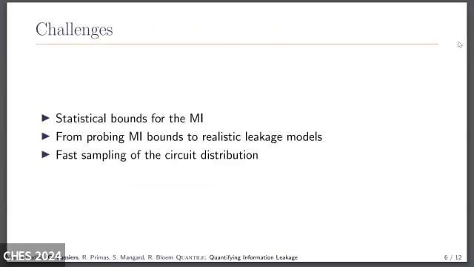So the challenges for the paper were, first, to build this statistical bound for the mutual information. The second one is going from this bound on the mutual information to knowing what it means for practical security. For the standard t-probing model with information equal to 0, we have a lot of experience. Now, what does it mean if we change the model a bit? Hopefully, we can keep the existing reductions and knowledge on the link between t-probing security and practical security. And the last one is an engineering challenge: how do we get a fast simulation and sampling of the circuit to get enough samples to get good confidence intervals?